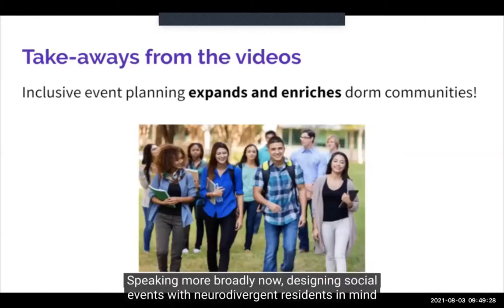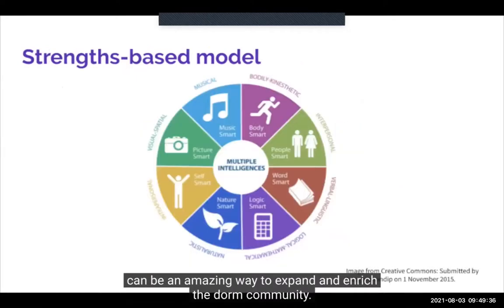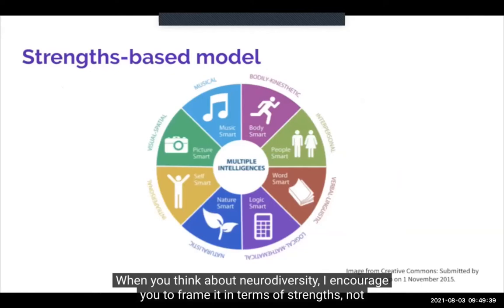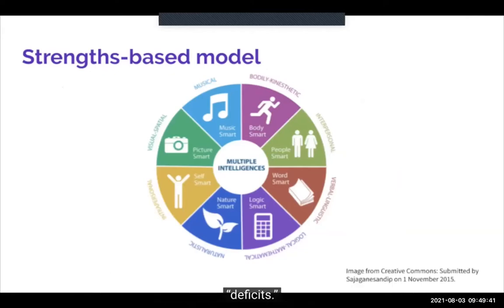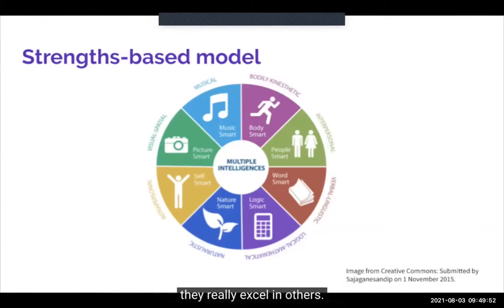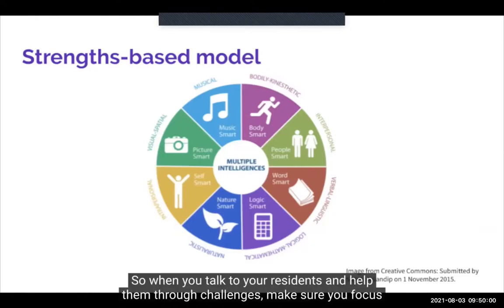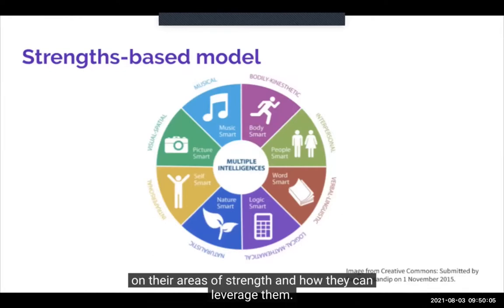Speaking more broadly now, designing social events with neurodivergent residents in mind can be an amazing way to expand and enrich the dorm community. When you think about neurodiversity, I encourage you to frame it in terms of strengths, not deficits. People have many types of intelligence. And for some neurodiverse people, even though they're not adept in some areas of intelligence, they really excel in others. That same concept of having areas where you're more skilled and more challenged is true for every person. So when you talk to your residents and help them through challenges, make sure you focus on the areas of strength and how they can leverage them.